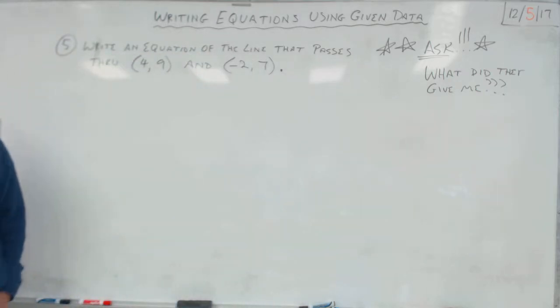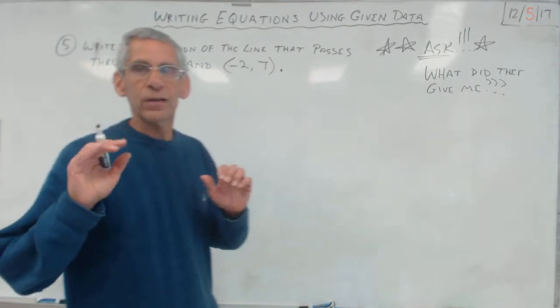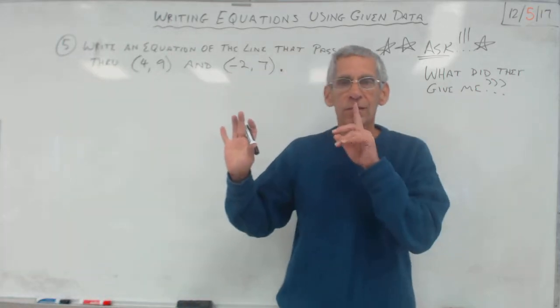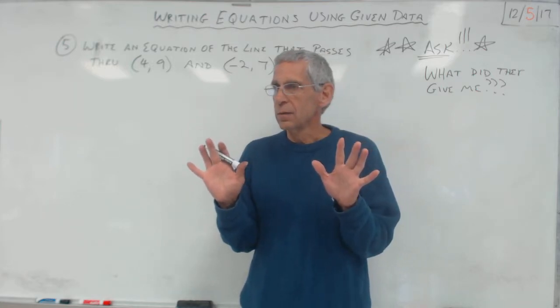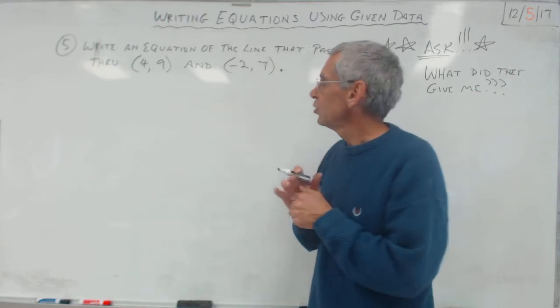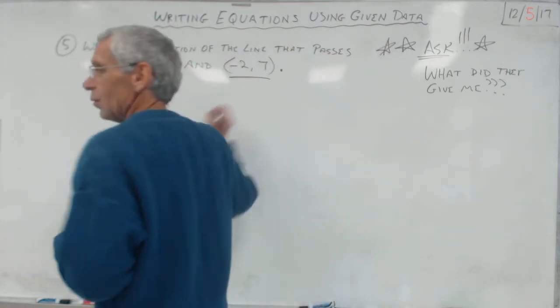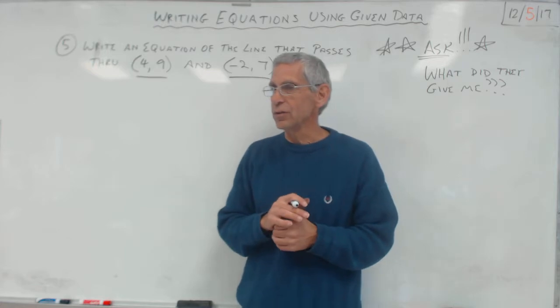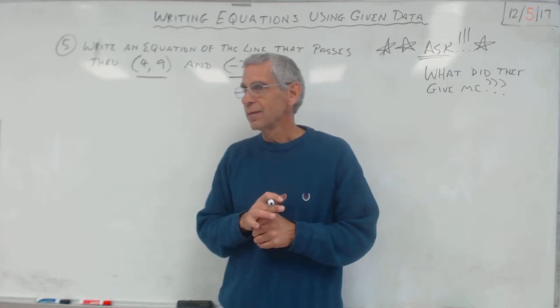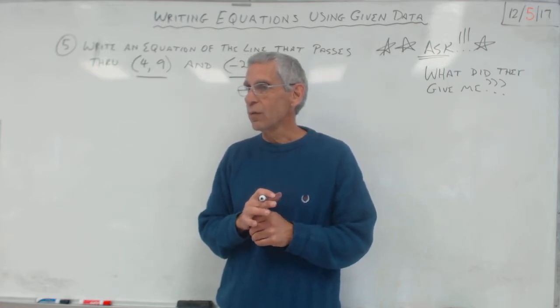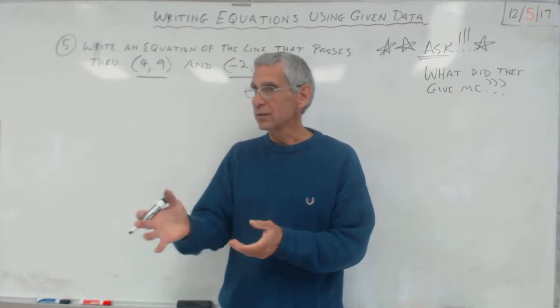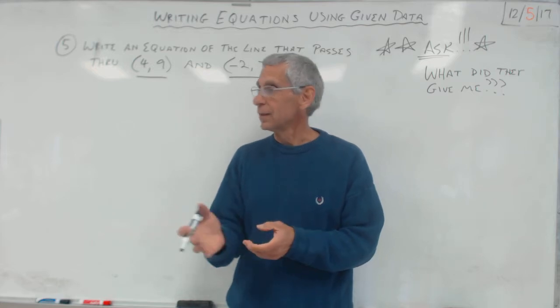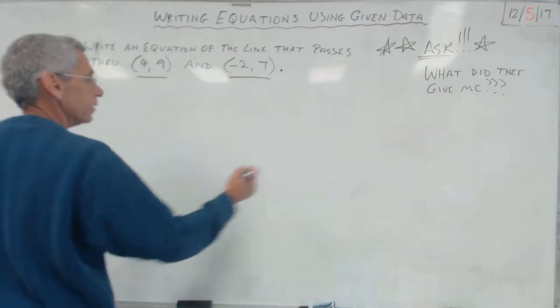All right, ask the question. What did they give me? All right, somebody different, somebody who has not talked today. Gardner. They gave you 2 coordinate points. Which form would you probably use then? Which one has the name with point in it? Point slope, right? Exactly.